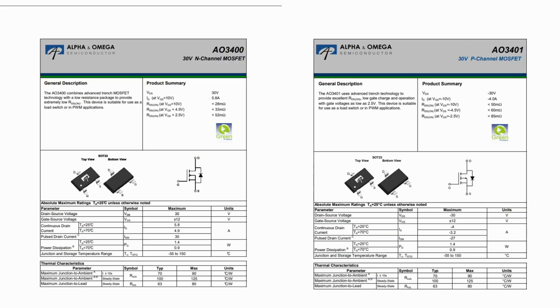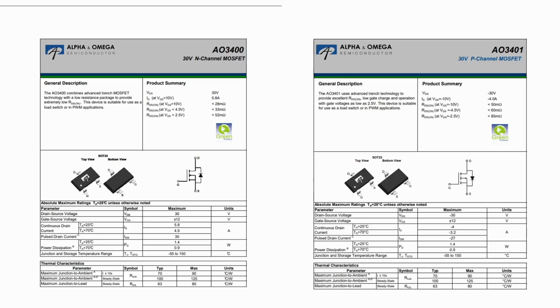Here we can see two data sheets from examples we will be working with today. The AO3400, an N-channel FET, and the AO3401, a P-channel FET. These are an SOT23 package, which is a relatively small footprint.